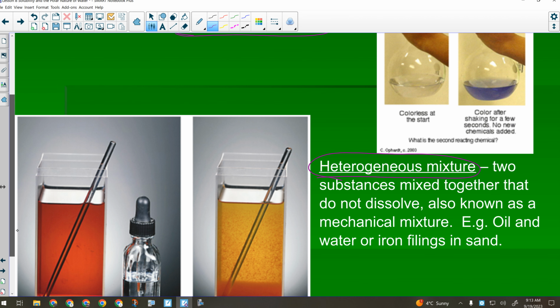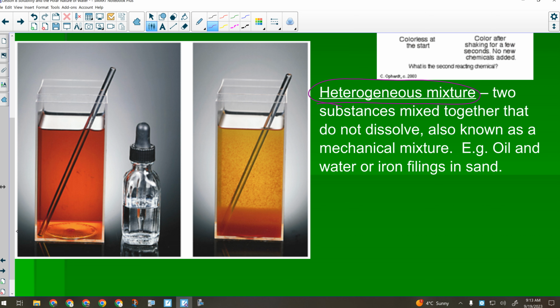Okay, so mixture on the left. Homogeneous or heterogeneous? Homogeneous, one visible part. This, heterogeneous or mechanical mixture. Okay, obviously two visible parts there. Okay. All right, does that sound familiar?